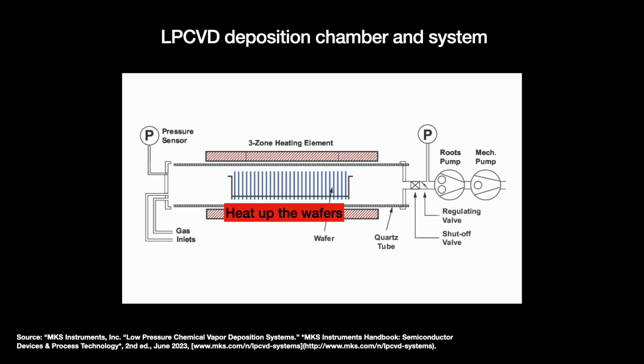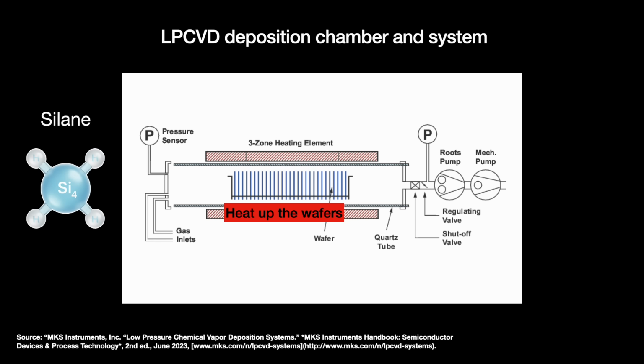Then we pump silane gas into the chamber. Silane is made up of 1 silicon atom and 4 hydrogen atoms. When they stick to the hot wafer surface, they decompose. The silicon-hydrogen bonds break apart, and the hydrogen wafts away, leaving behind a polysilicon layer 5 to 30 nanometers thick.